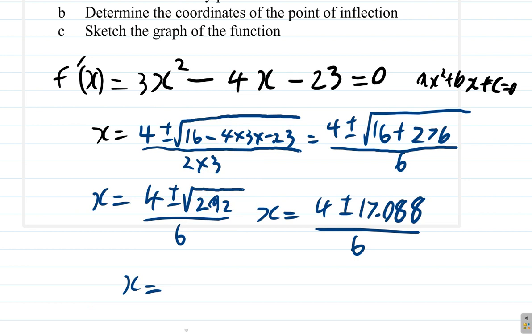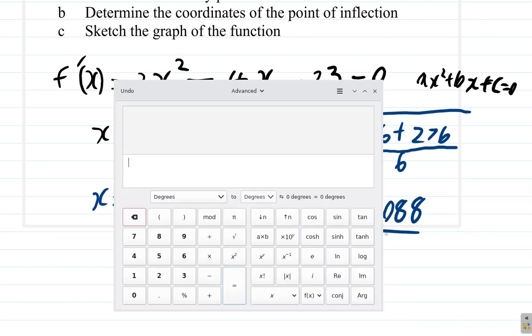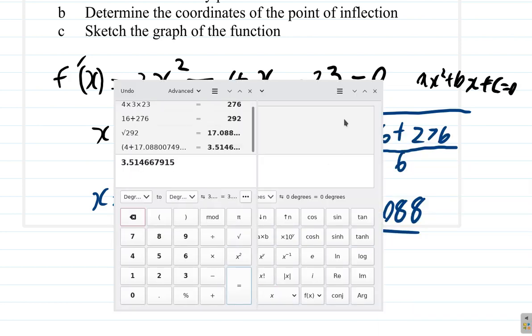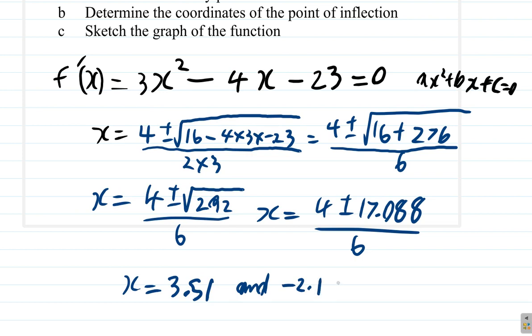So x equals 3.51, and the other value of x we're going to find is going to be 4 minus this time. So it's going to be 4 minus that, negative 2.18. So those are the values of x where you have the stationary points.